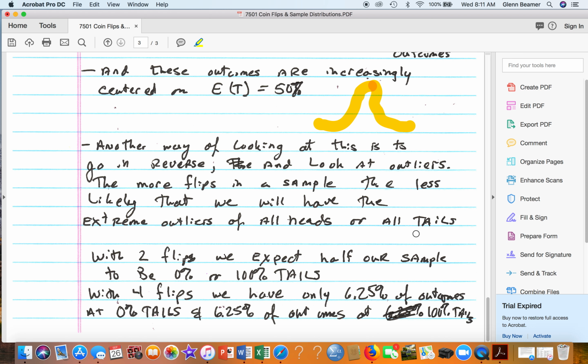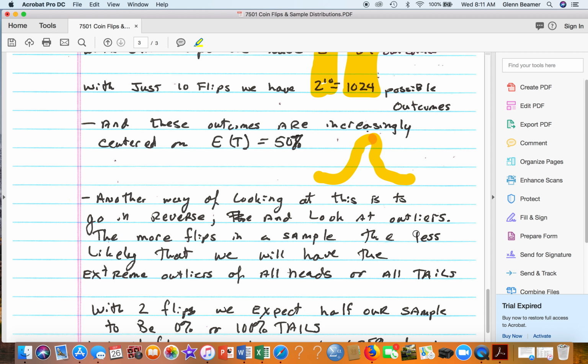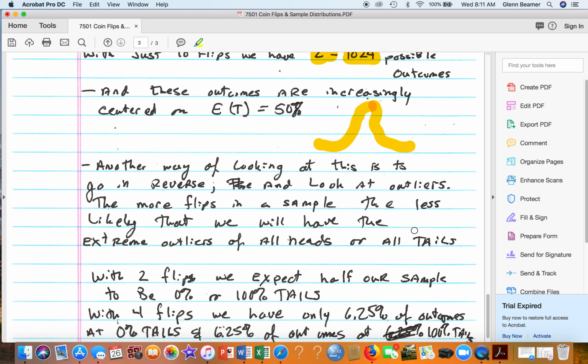When we only had 2 flips, we know that we're going to hit the extremes half of the time. We either get 0% tails or 100% tails. With 4 flips, we've already decreased that from 50% likely with 1 flip to 6.25% likely. Once we go to 10 flips, we're about 0.1% likely to get an extreme outcome.